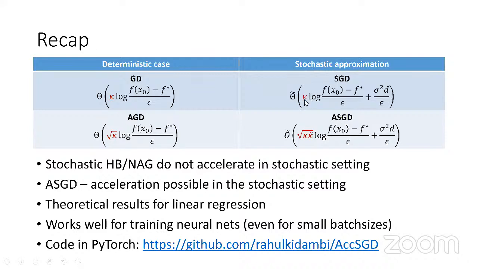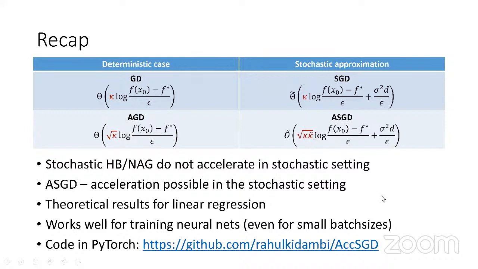And we saw that naively replacing gradients with stochastic gradients, we no longer get any improvement over stochastic gradient descent in the stochastic setting. Whereas we were able to design a new accelerated stochastic gradient descent algorithm, which improves the kappa dependence to a square root of kappa kappa twiddle, where kappa twiddle is the statistical condition number.